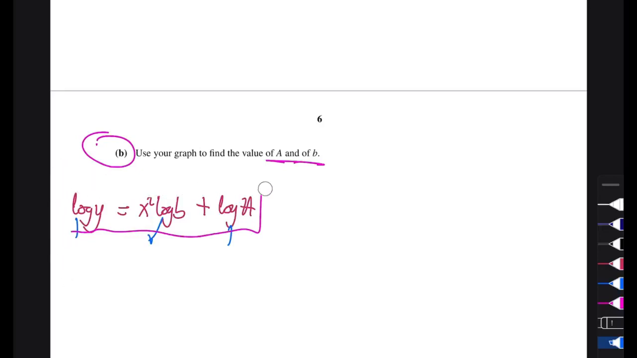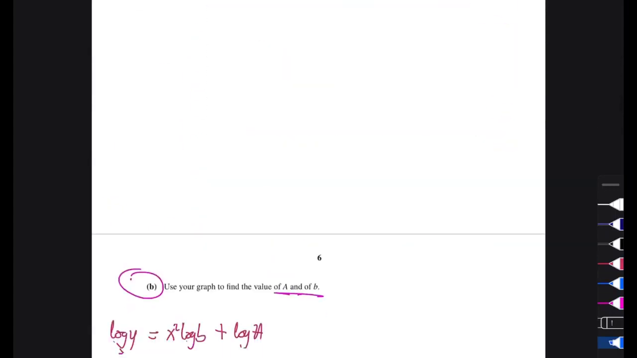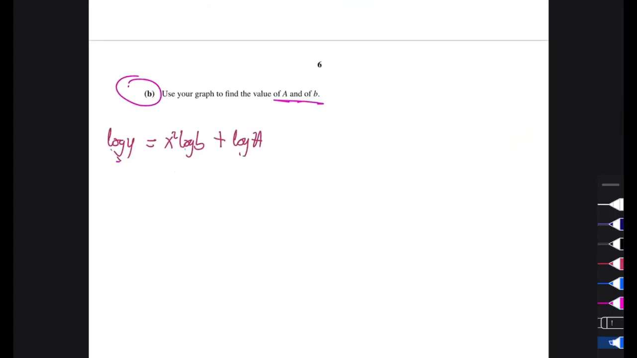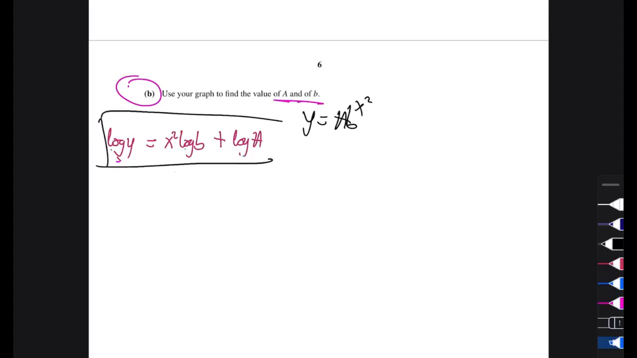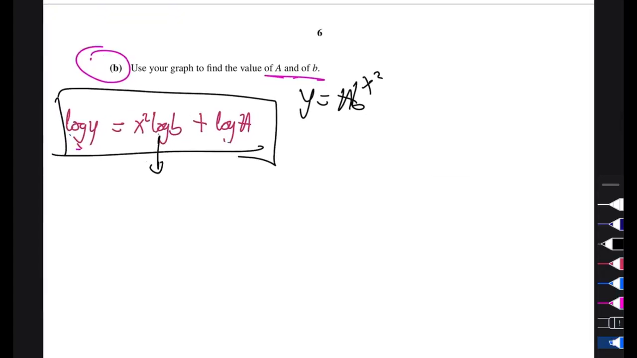So remember, we were given some y equals something, and then we were able to illustrate that it becomes this. Okay, so they gave us y equals ab to the power x, right? And then we got this thing from it. Now this thing here is the gradient. Okay, so let's get the gradient.